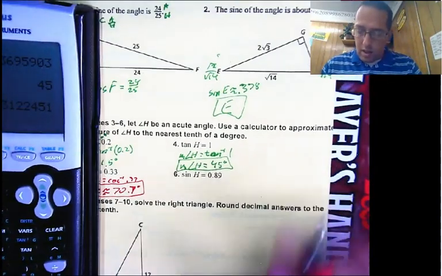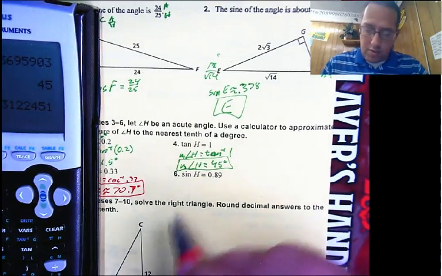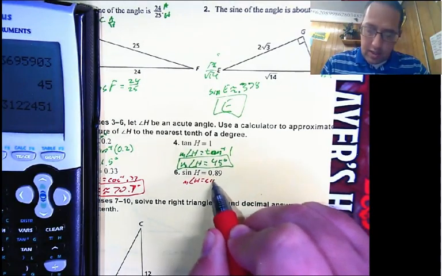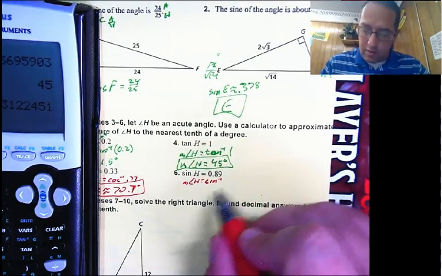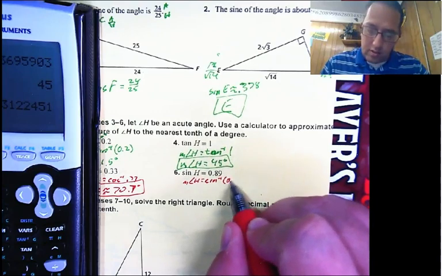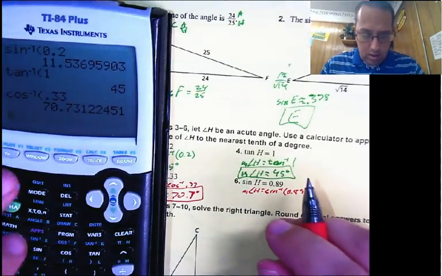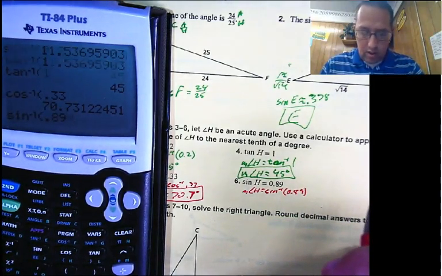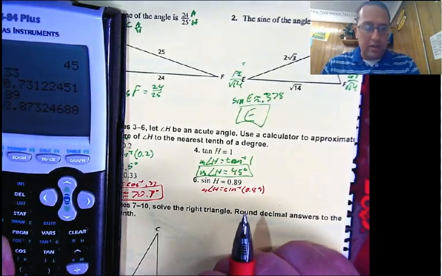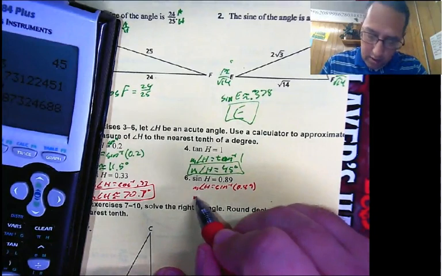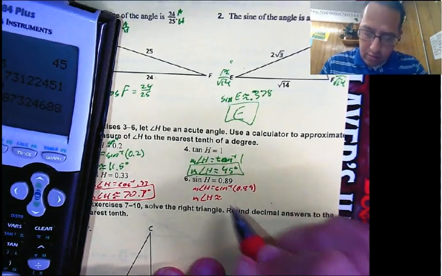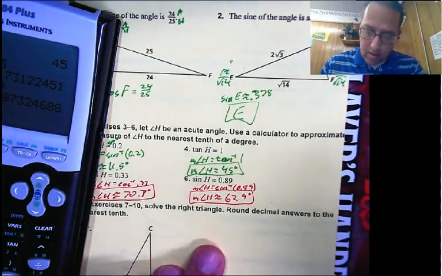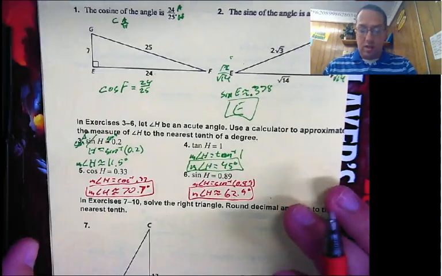Okay. And here we have the sine of h is 0.89, which means the measure of angle h is equal to the inverse sine, or the sine inverse, the arc sine of 0.89. So let's see here. Arc sine, inverse sine, whichever you want to call it, 0.89. 62.87, so that'll round to 62.9. So the measure of angle h is approximately 62.9 degrees. That's easy stuff. Just stick it in the calculator, right?